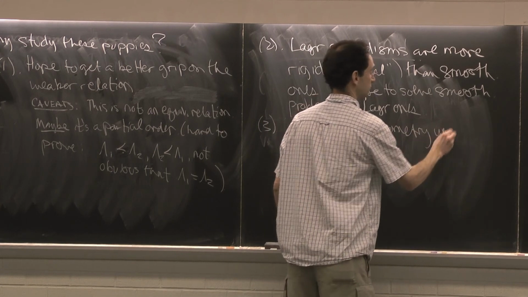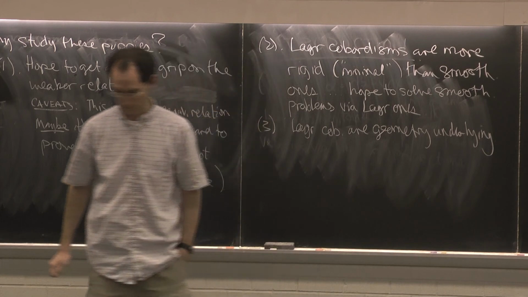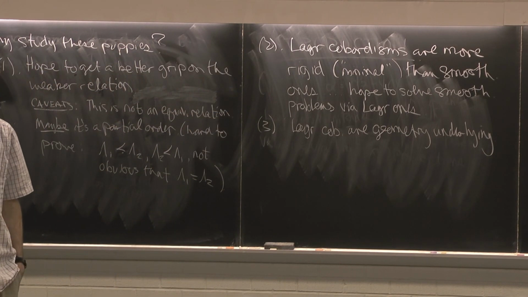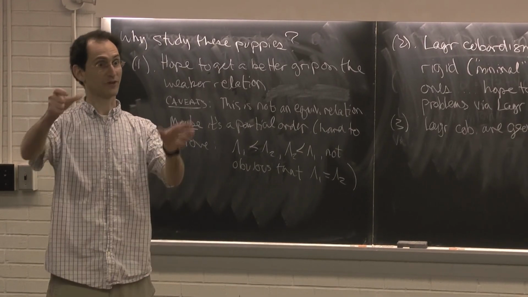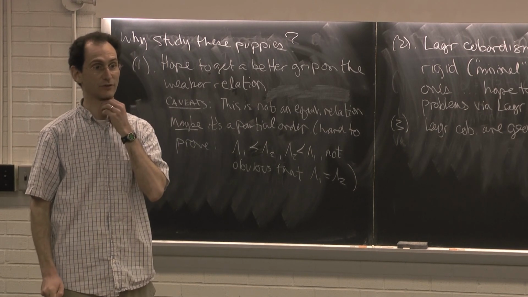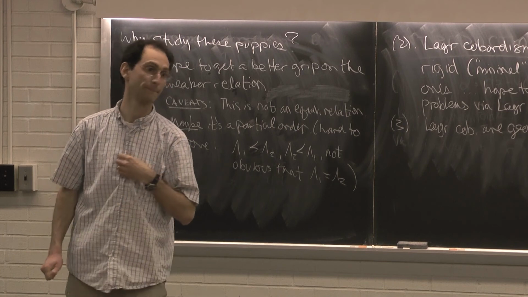Are there examples of things that are smoothly isotopic but not Lagrangian cobordant? Sure. Take the Chekanov examples of 5_2 knots that are not Legendrian isotopic. They're also not Lagrangian cobordant.